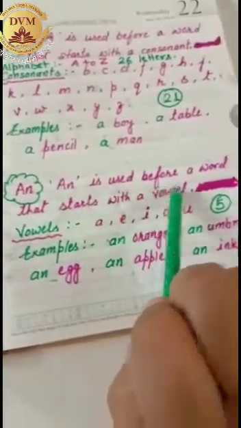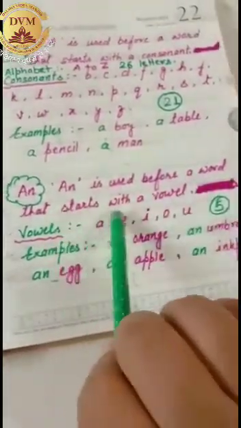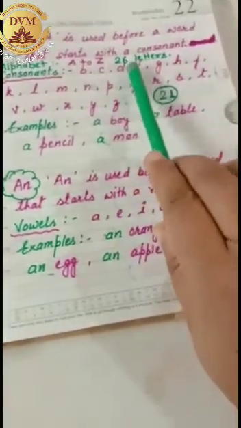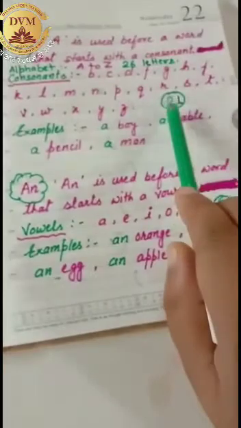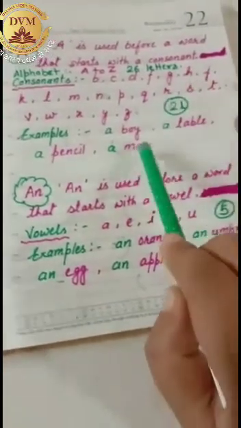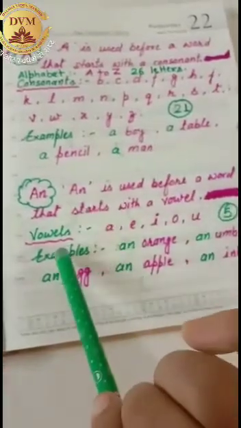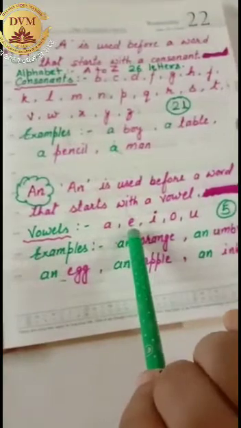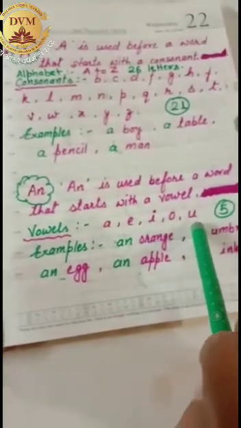An is used before a word that starts with a vowel. Now you have read consonants, there are 26 letters. Out of them, 21 letters are consonants. Then how many remain? 5 letters. Those 5 letters are vowels. What are they? A, E, I, O, U.